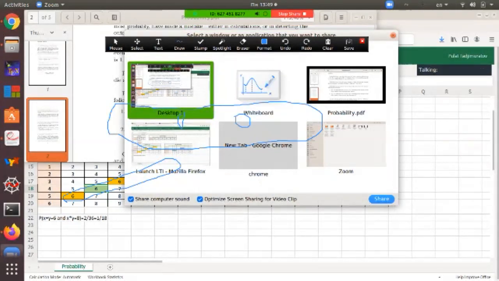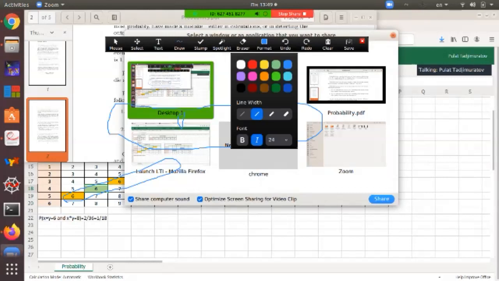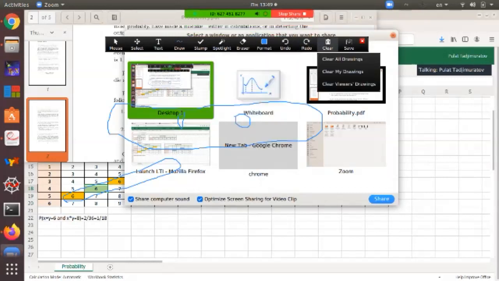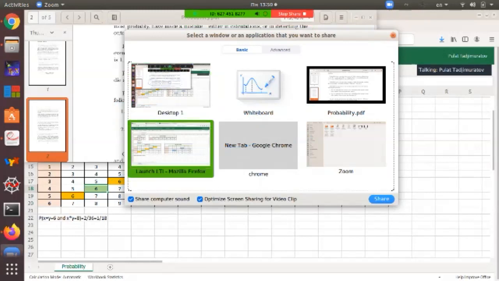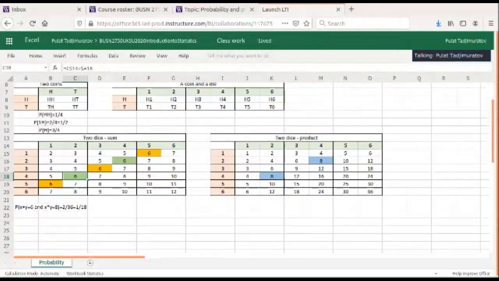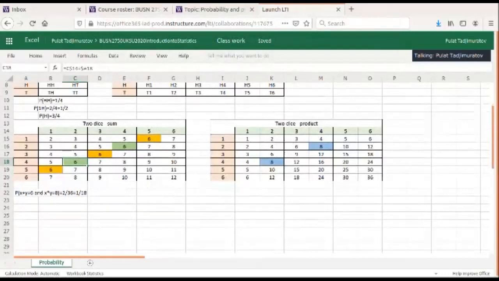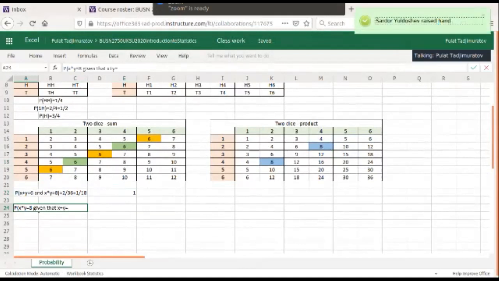It's here. Oh, I need to stop annotation first, right? I'll clear all the drawings. Okay, so we are back. So we can be sure, yeah, it's for one. And for the second one, let me put it here: X times Y equals 8, given that X plus Y equals 6.